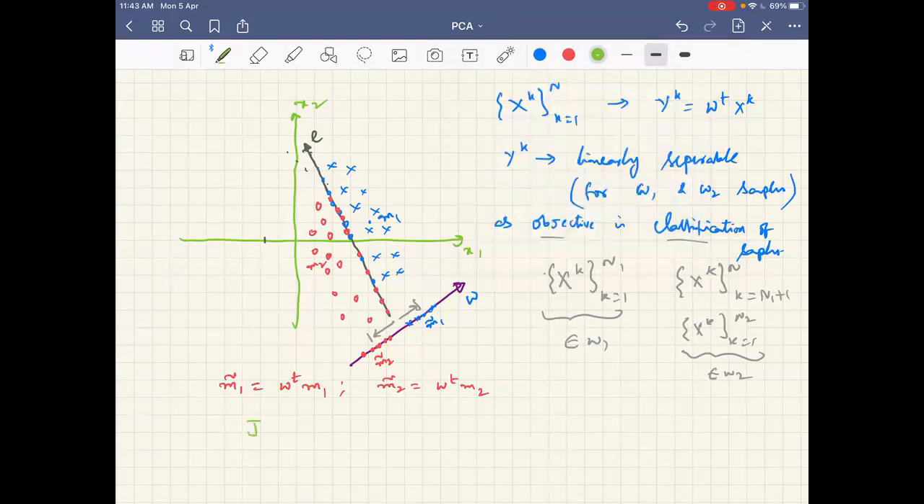Follow up. So one of these objective functions is M1 tilde minus M2 tilde. Which should I look for, the original mean difference or the projected means difference, which has to be higher? Projected means difference. Why? I can't maximize the original mean difference, is it? The original mean difference is constant. It's not in our hands.